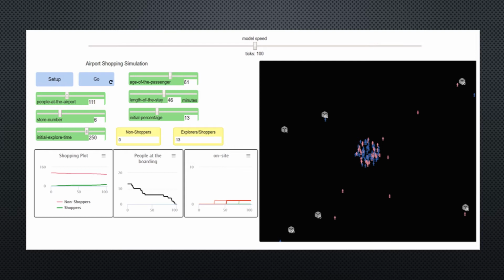And I have implemented all the variables here on the left side, such as people at the airport, age of the passenger, store number, how many stores are there, length of their stay, etc. And you see here there are two new variables: initial explore time, which gives us how much time in seconds does a passenger take to explore his or her surroundings, and the initial percentage, which follows an assumption that not everybody at the airport is there to explore or shop. Some people just want to sit at their zone.